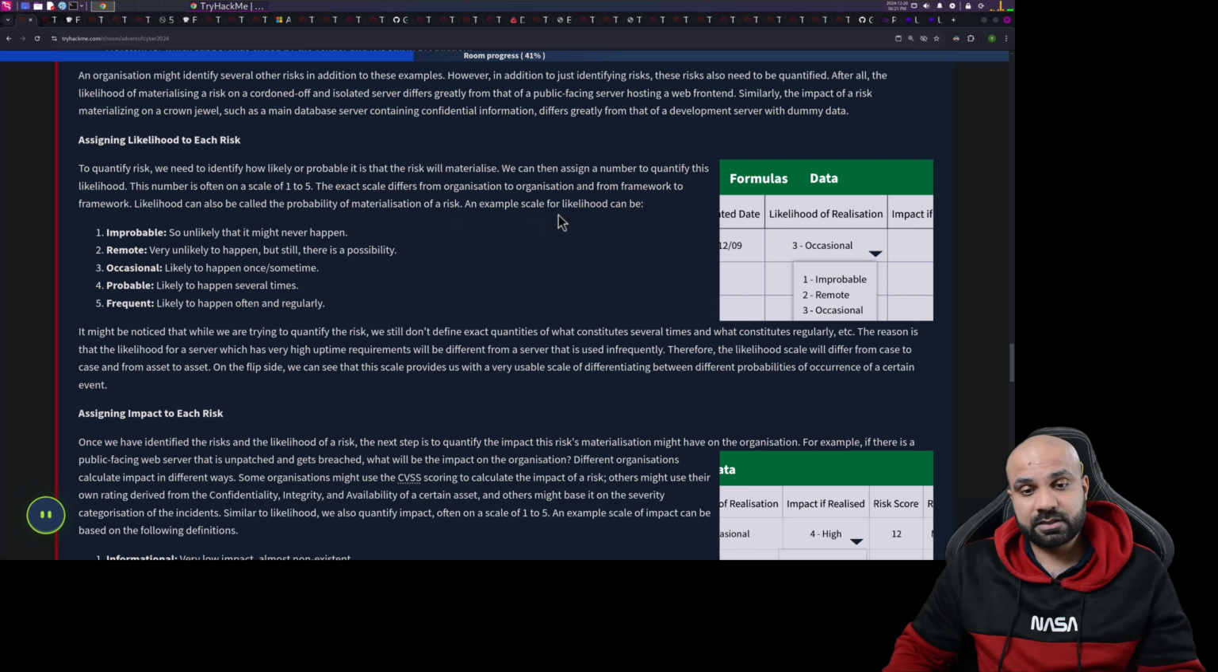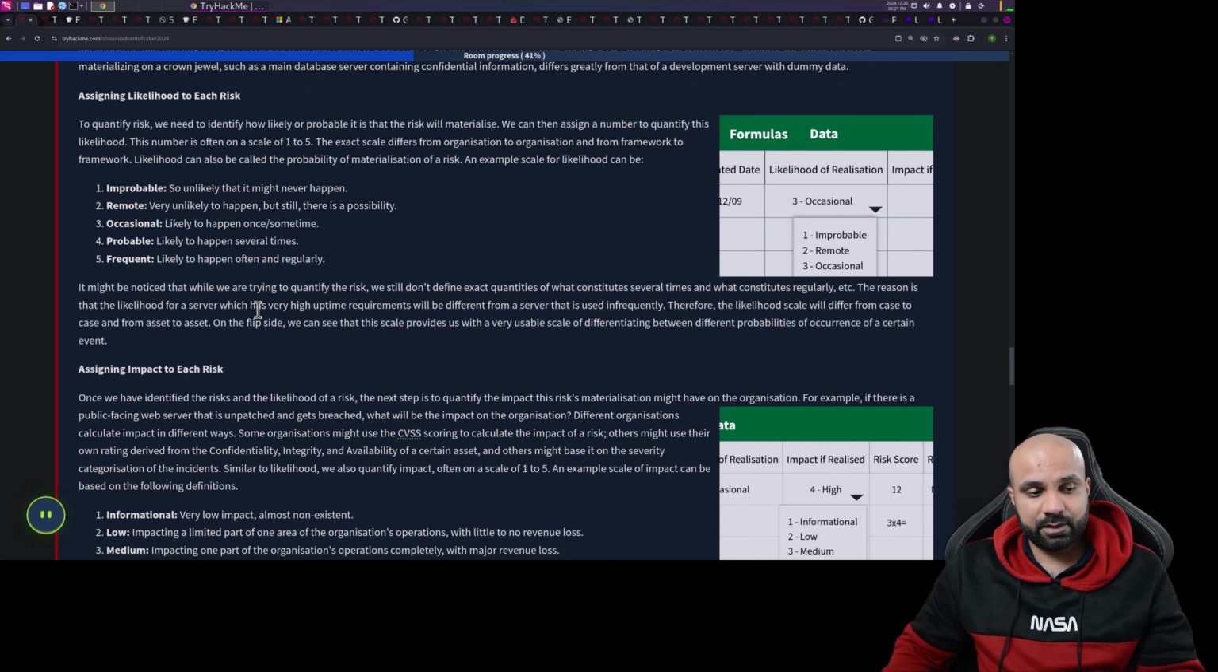An example scale for likelihood can be: improbable, so unlikely that it might never happen; remote, very unlikely to happen, but still there is a possibility; occasional, likely to happen once or sometime; probable, likely to happen several times; frequent, likely to happen often and regularly.